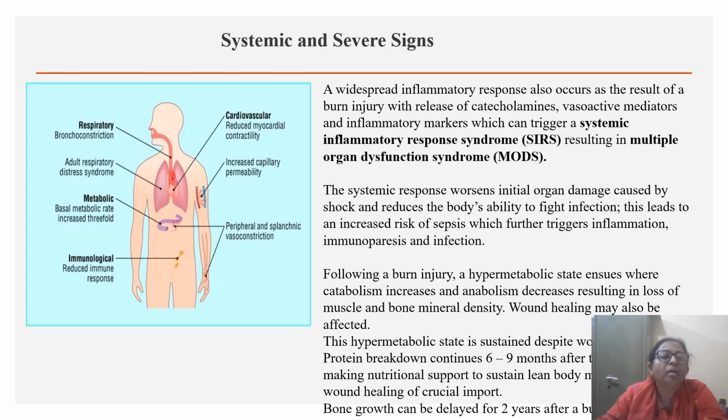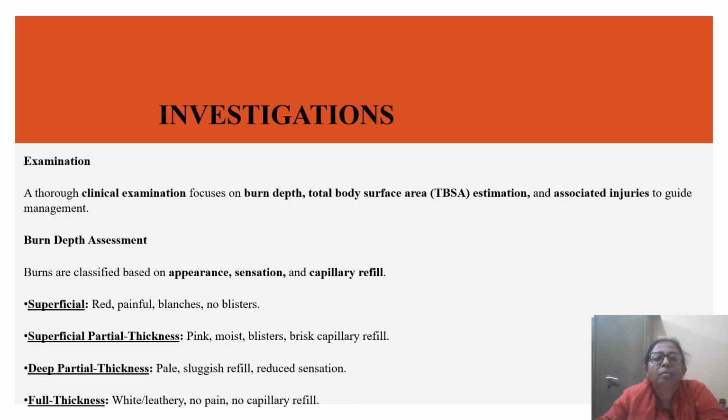So respiratory, you can see bronchoconstriction and then adult respiratory distress syndrome. Metabolic, you can see the basal metabolic rate is increased. Immunological system, you can see the reduced mucus response and then reduced immune response. Cardiovascular, you can see reduced myocardial contractility and increased capillary permeability and peripheral vasoconstriction. You can see all this. So these are the systemic and severe signs of burns.